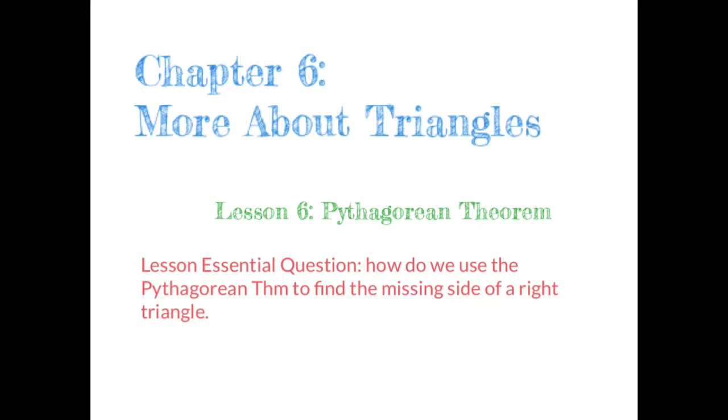Welcome to Chapter 6, more about triangles. This lesson is about the Pythagorean Theorem. So how do we use the Pythagorean Theorem to find the missing side of a right triangle?